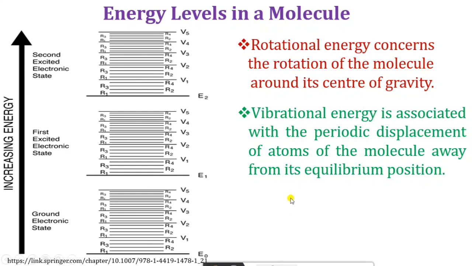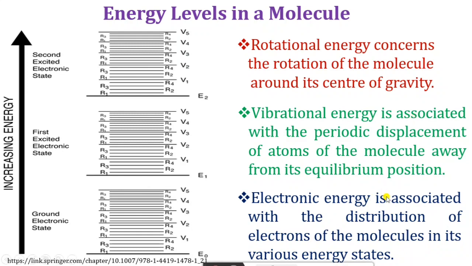So if a molecule absorbs infrared radiation with a particular frequency or wavelength, that molecule can go from a lower vibration level to a higher vibration level, so that the periodic displacement of atoms in that molecule will change.